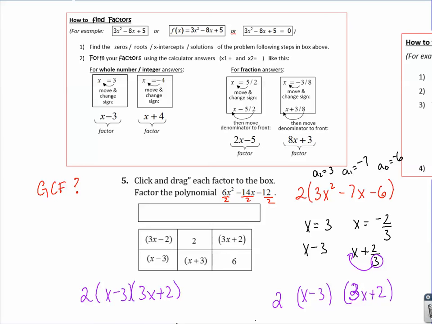So I can click and drag. I know I have a 2. I need an x minus 3. And I need a 3x plus 2. So I would click and drag all of those together. Those are my factors.